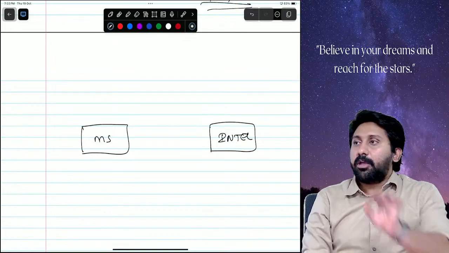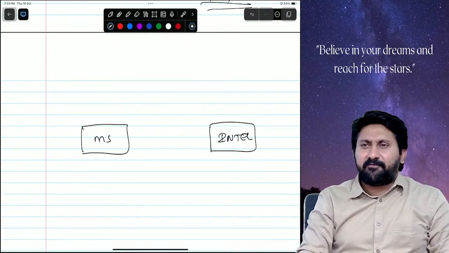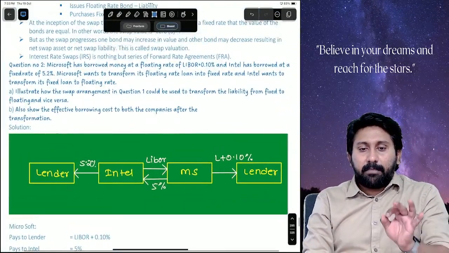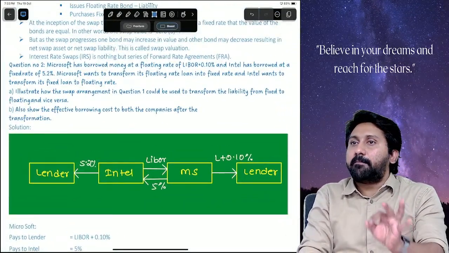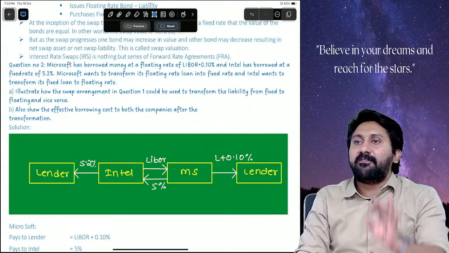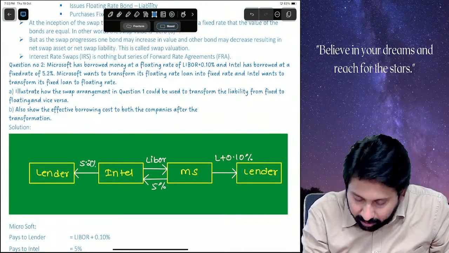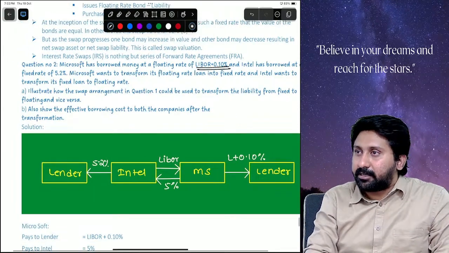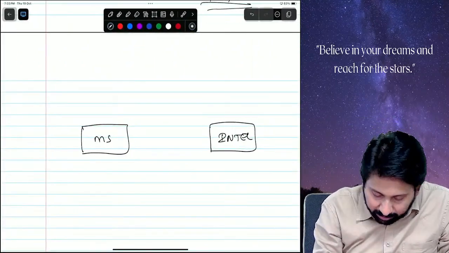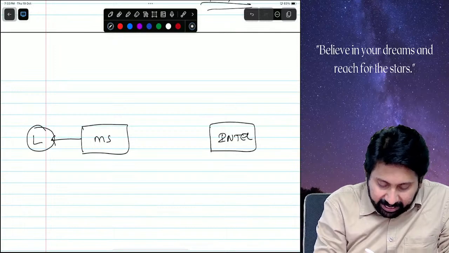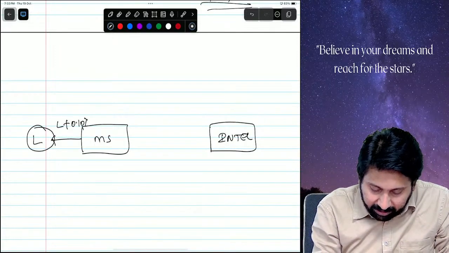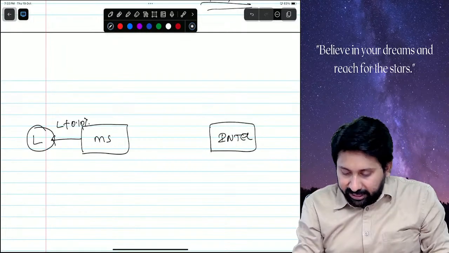Now, see the question and tell me. First, Microsoft originally borrowed at what rate? Floating or fixed? Floating. How much floating? LIBOR plus 0.1 spread. Spread means profit. Microsoft has to pay its lender how much? LIBOR plus 0.1. Correct? Yes, very good.